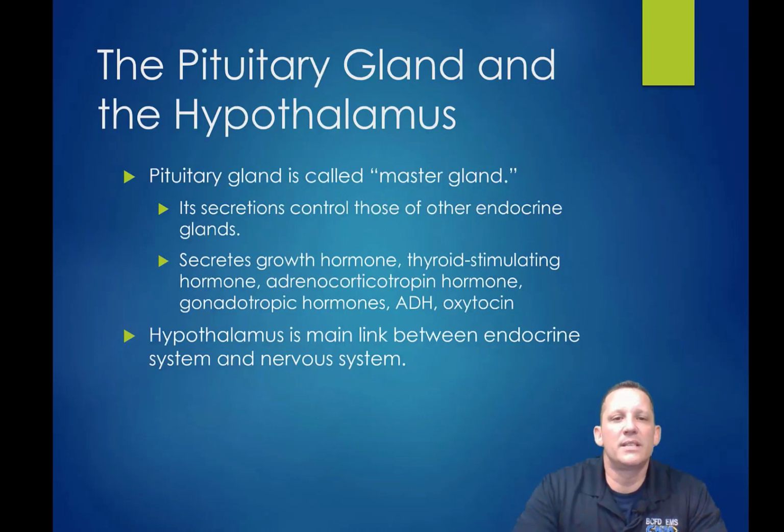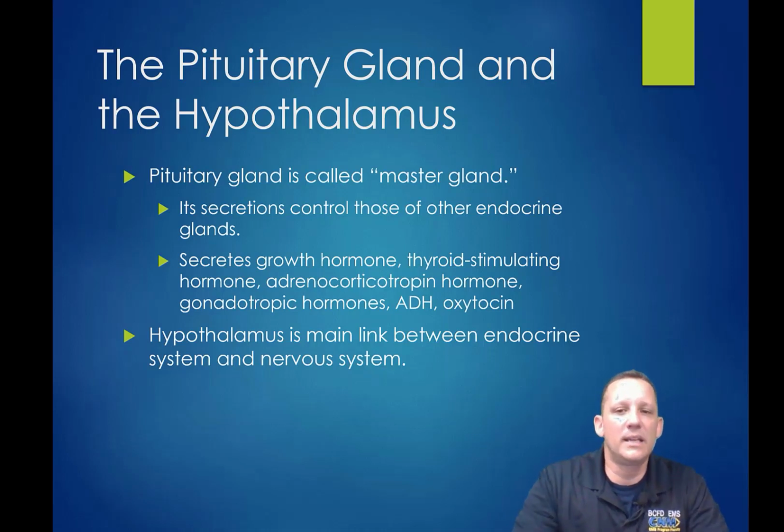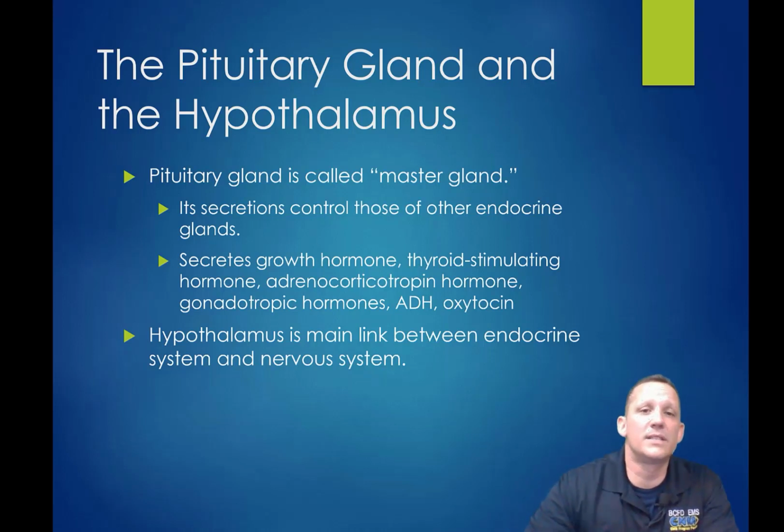The pituitary gland is called the master gland. It secretes control of other endocrine glands. It is obviously one of the triggers for many of the other body parts to secrete their own hormones. It secretes growth hormone, thyroid stimulating hormone, adrenocorticotropin hormone, gonadotrophic hormone, and ADH and oxytocin. The hypothalamus is the main link between the endocrine system and the nervous system.